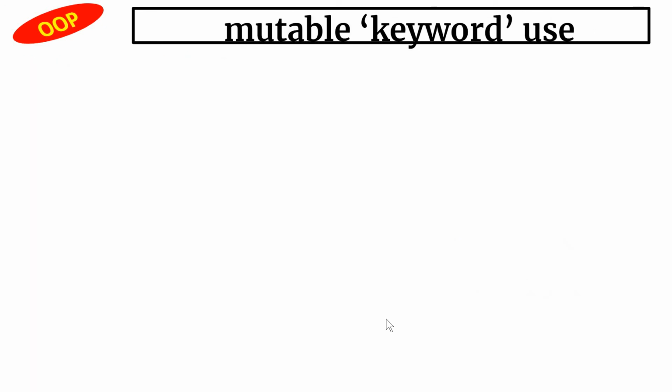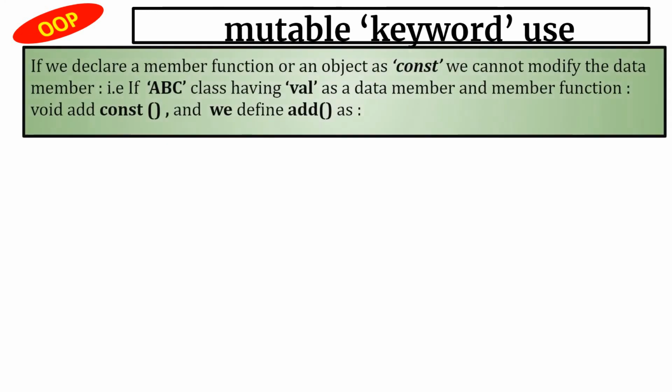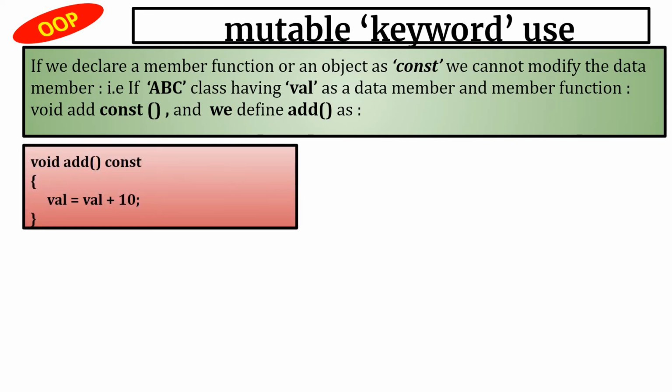Now we will see the second code, that is the mutable keyword. Why is the mutable keyword needed? Basically, if we want a member function or an object which is declared as constant to modify the data members easily of a particular class, it can make use of the mutable keyword. So how, if we declare a member function as constant, we cannot actually modify the data inside that particular function. If the ABC class has val as a data member and a member function void add const, and then we define the add function.